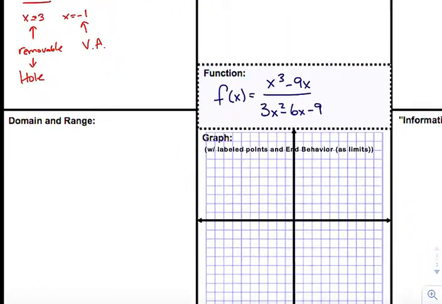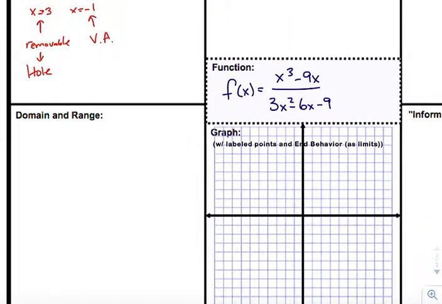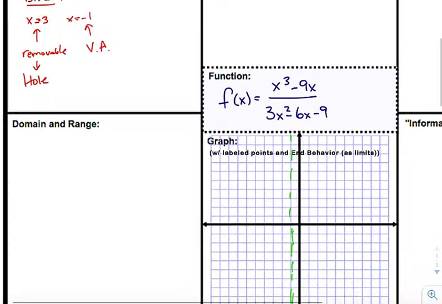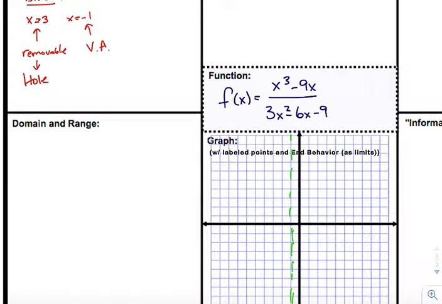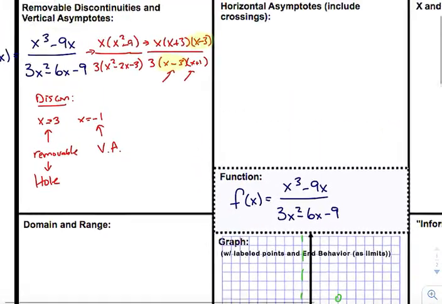So we can start putting things in our graph that make sense of that. So we have a hole at 3. We're going to have a vertical asymptote at negative 1. And so negative 1, let's go ahead and draw on this. There. And we have a hole at 3. I don't know where that's going to be. I'm just going to take a guess and put it like right here for now. We might have to adjust that later, but that's going to be our hole.